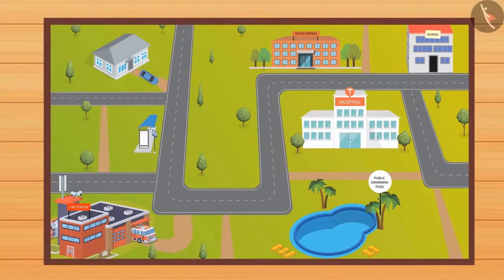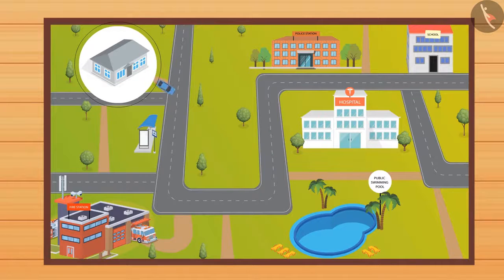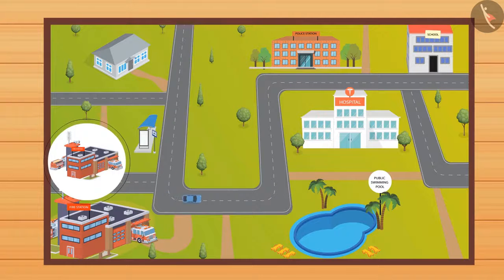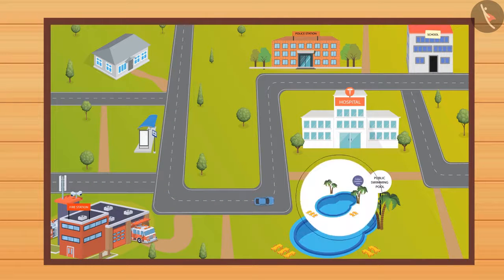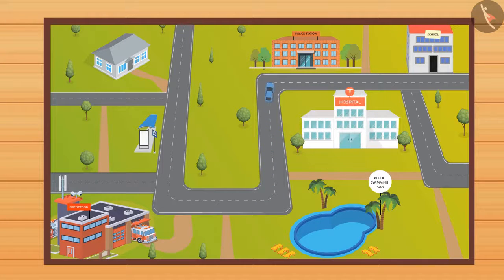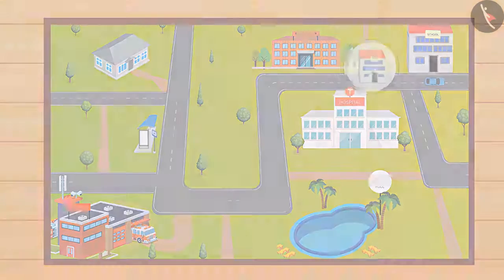Now let's see how Raju reaches his school. He is driven to the school by his father in a car. They take the car out of the gate and turn right. The car moves straight, then they take a left from the fire station, then another left from the public swimming pool, then straight from the hospital, and finally they turn right from the police station. A little distance ahead from the police station lies Raju's school.